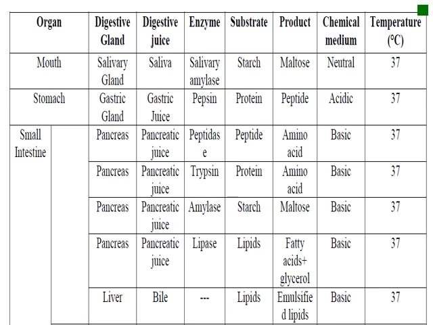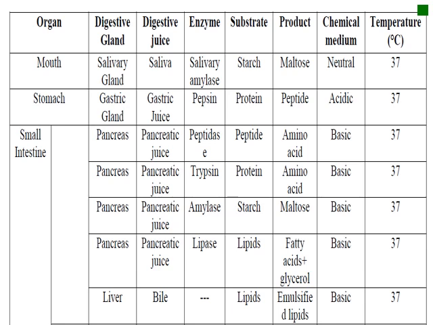Stomach contains a gland called gastric gland. Gastric gland contains a juice called gastric juice. This juice contains an enzyme called pepsin. Pepsin works on a protein to give peptide, 3P, as I said before. 3P: pepsin, protein, peptide. Medium acidic, temperature is 37 degrees Celsius.